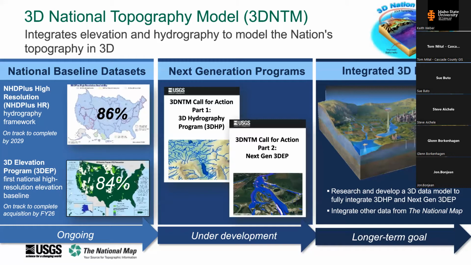And then we're developing our next generation programs that will feed into the 3D National Topography Model. And that is the 3D Hydrography Program that we're talking to you today about. And then designing the next generation of 3DEP. What do we do once we have complete baseline coverage for the nation? And then moving into this idea of an integrated 3D topography model where we have aligned hydrography and elevation data and inland bathymetry.